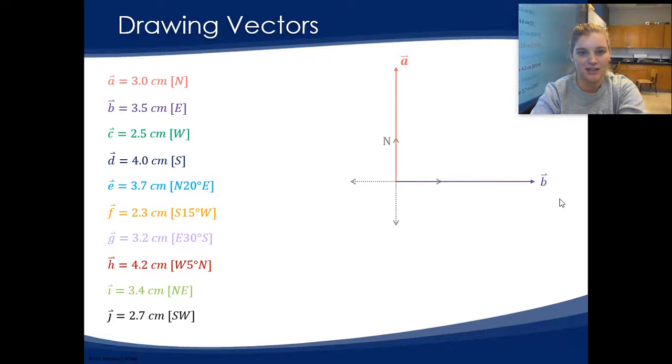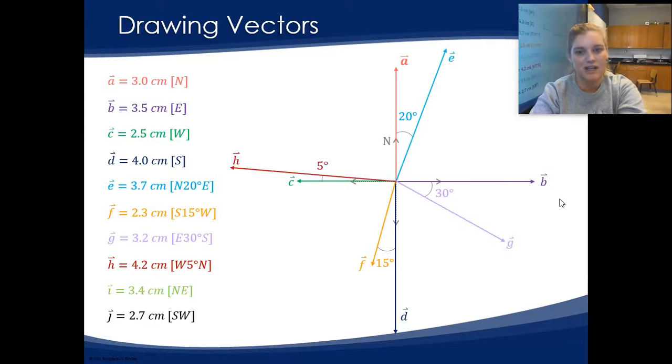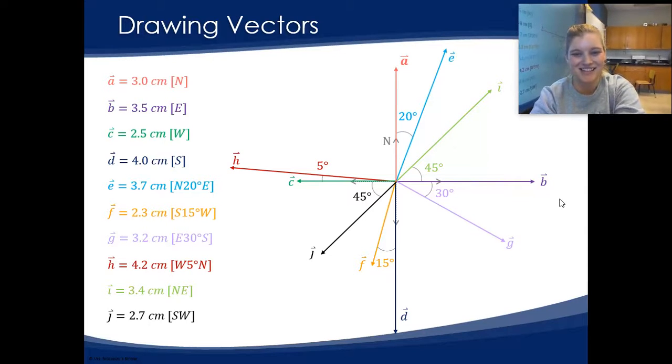So you've got A, B, C, D, E, F, G, H, I, J. Oh, no K. Anyway, so this is essentially what the end result should look like. It should be all different lengths, and then you label them with their vector hats and in the right direction that they should be going.